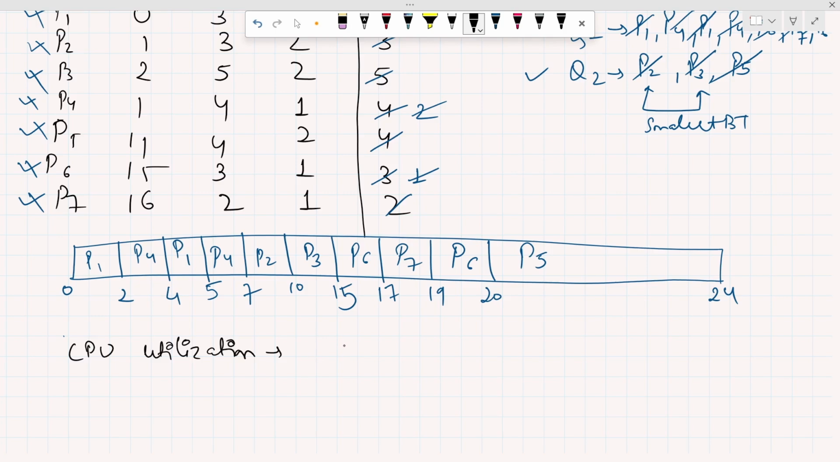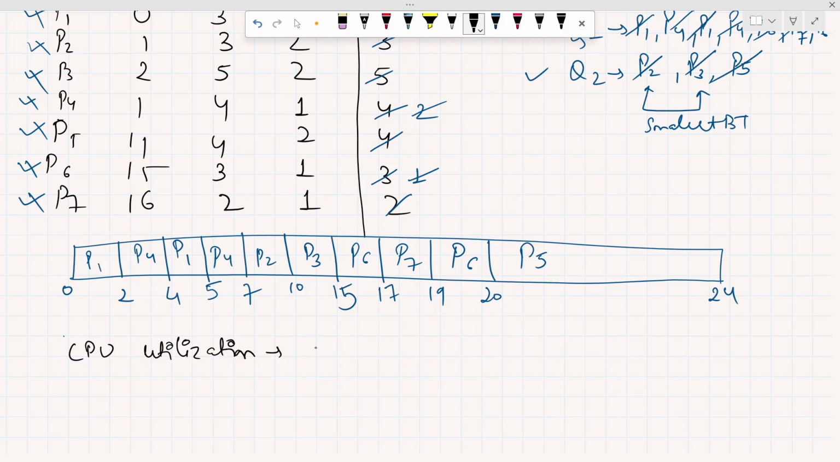Time unit for which the CPU is basically used, from 0 to 24, divided by the total execution time. How much time is basically needed? Okay. So in this way, you can easily find out the CPU utilized.